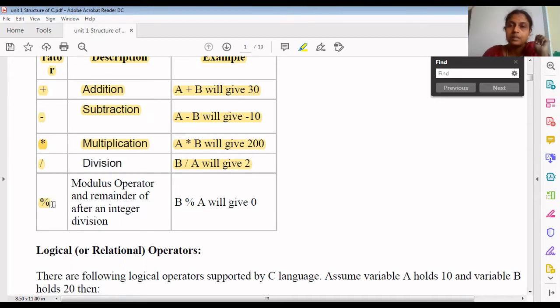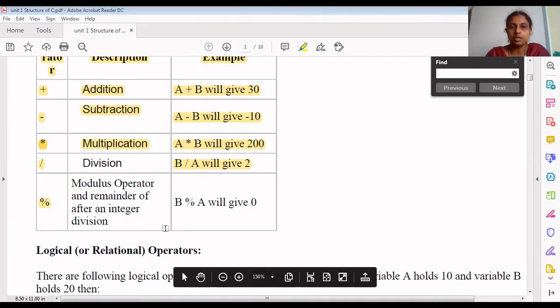The symbol used is percentage. The purpose of division is that you get the quotient value, not the remainder. So in case you want to store the remainder value during division, then you have to use modulus. For example, when I say 5 divided by 2, the answer will be 2. Same thing, when I give 5 modulus 2, your answer will be the remainder, which is 1. So your answer will be 1. So understand, slash is for division, percentage is for modulus.